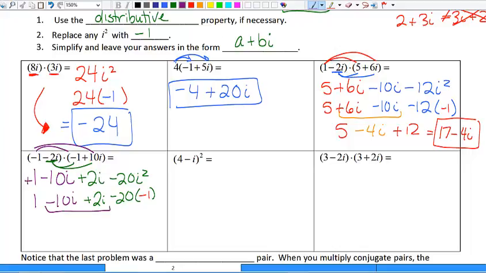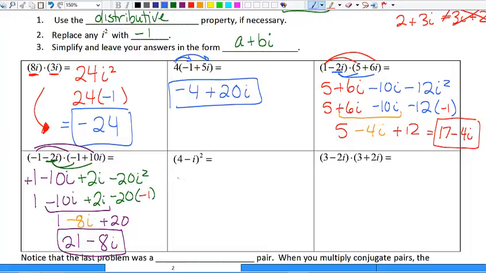The two middle ones look like they can add up. Negative 10i plus 2i is negative 8i. Negative 20 times negative 1 is positive 20. And then I add those real numbers to get 21 minus 8i. Notice that I'm always putting the real number in front and the imaginary in back to put it in a plus bi form.